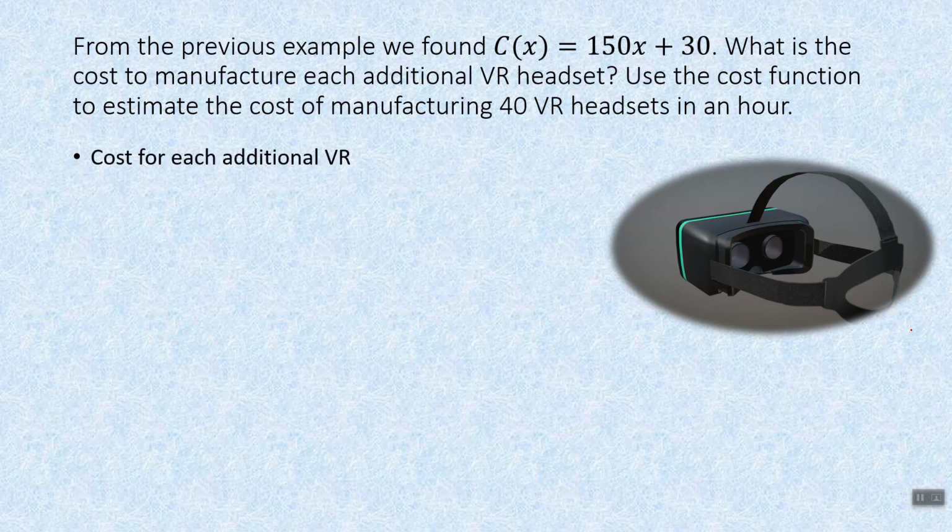Well, the cost for each additional virtual reality headset, what did we say? We said that slope had units of cost per headset. That's exactly what our slope is, right? Cost to manufacture each additional headset is $150. The slope. As headsets increase by 1, the cost increases by 150. If I want to find the cost of 40 headsets, I'm going to start with a skeleton. The cost of something is 150 multiplied by that thing plus 30.